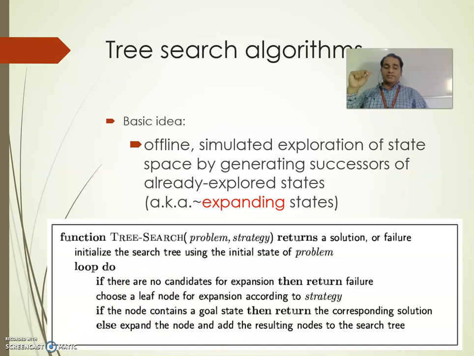If there are no candidates for expansion, that means you have exhausted all the state space, but still you have not reached the goal state. That means it is a failure. Hence, if there are no candidates for expansion, then return failure. If that is not the case, choose a leaf node for expansion according to the strategy. Now, whatever is the next node that you are picking up, maybe the nearest or maybe the longest or maybe less cost or high cost. So what strategy is being implemented? Based on that, pick up the next node according to the strategy. Now if the node contains a goal state, whatever the node you have picked up, you have reached the goal state, then there is no necessity of further expansion.